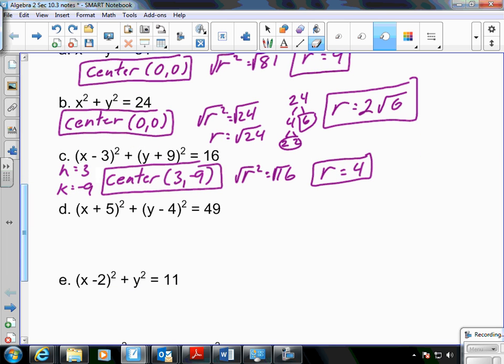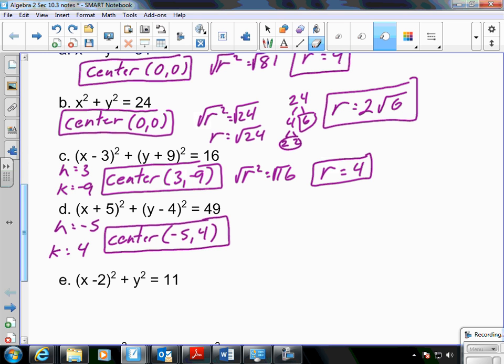Right, so then D: we've got (x plus 5) squared plus (y minus 4) squared equals 49. Identify our h and k to begin with. We're adding 5 to x, so it should be the opposite sign, negative 5. And we're subtracting 4, so the opposite sign is a positive 4. That tells us the center of our circle is at the point negative 5, 4. And for our radius, r squared equals 49. Take the square root of both sides, and we get r equals 7.